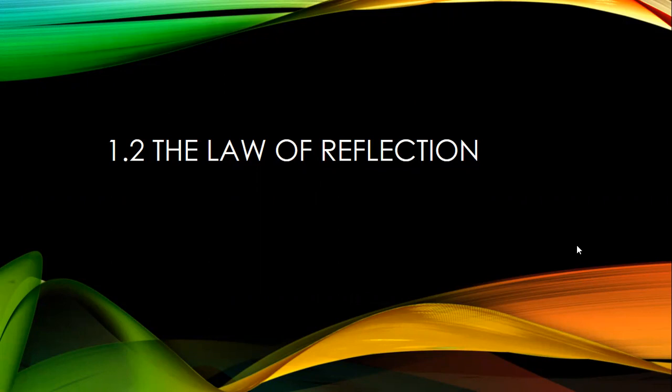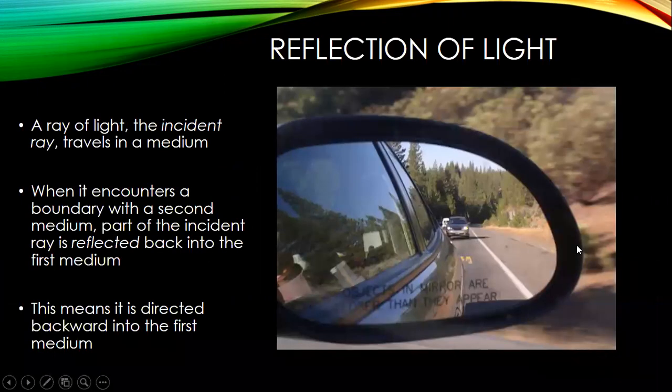So looking at this, again, a ray of light, let's say an incident light, will be traveling in a medium. It encounters a boundary with a second medium, and part or all of that incident ray is then reflected back. It essentially travels back into the medium from which it came.